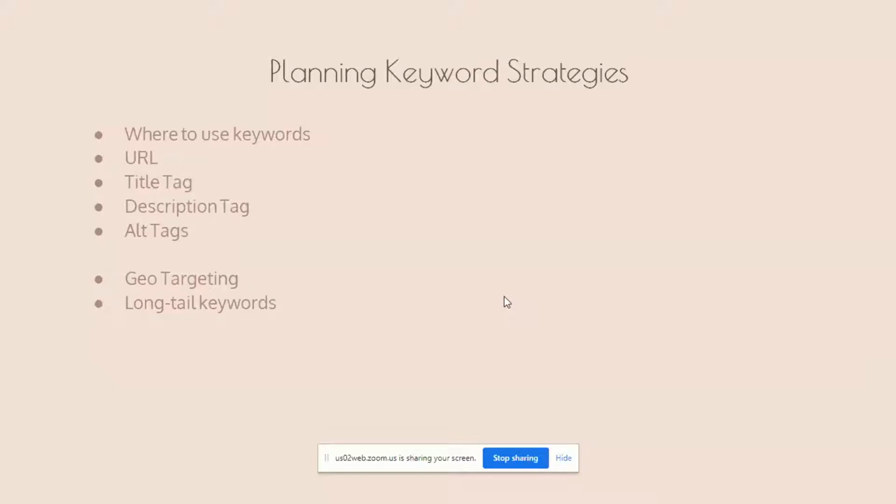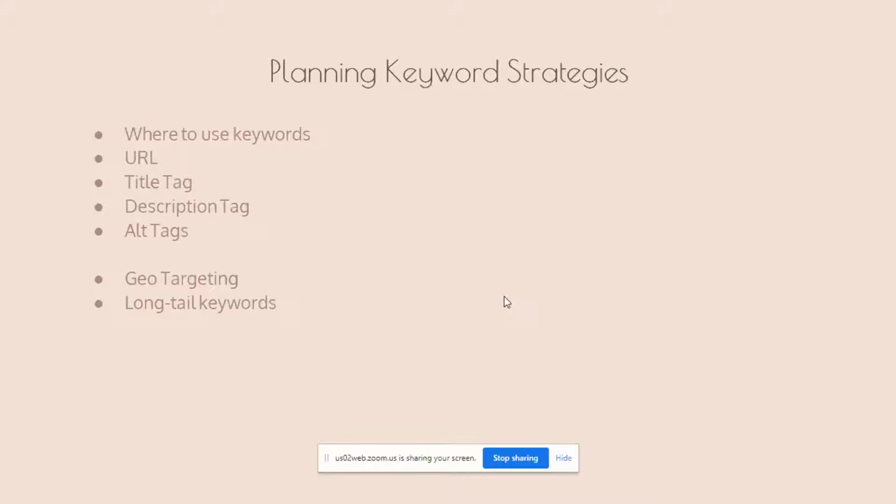Alt tags, which means we use a lot of images. Now search engines do not read images, they just read text. So when images are being uploaded, with each and every image there should be a caption, and in the caption you can use those keywords. Then, of course, geo-targeting. Long tail keywords: people do use short words, but they also use long phrases. Where can I get Covaxin, or where can I get Covishield? Is Sputnik available in Delhi?